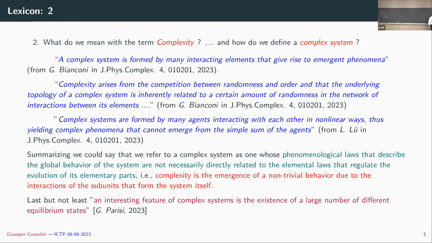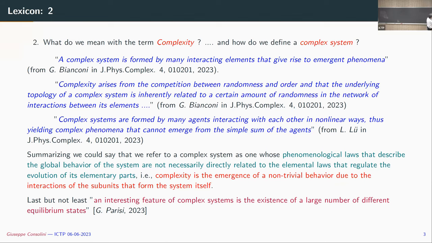Now, the other word that I will use in my presentation is complexity. This is a very critical word, because complexity sometimes assumes different meanings depending on the field. So I have collected some definitions and different meanings of the word complexity depending on different fields. First, a complex system is a system which consists of many interacting elements that give rise to an emergent phenomenon. What is an emergent phenomenon? It's something that cannot be directly surmised from the equations dealing with the evolution of the subunits.